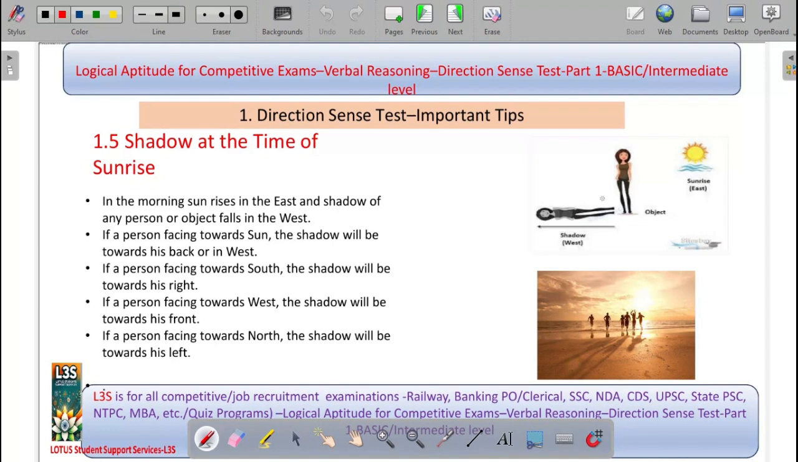Similarly, if a person is facing towards south and it is sunrise time, then his shadow will be towards his right. And if a person is facing towards west, the shadow will be towards his front side, because the light will come from the east side. So this shadow will be towards his front side or towards the west side. If a person is facing towards north, the shadow will be towards his left.